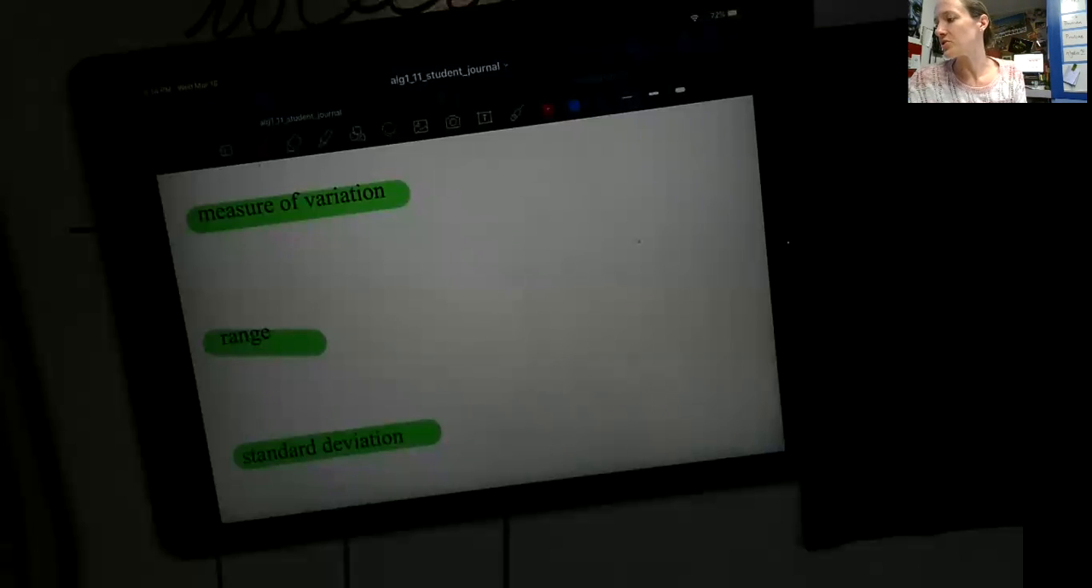So measure of center yesterday, once again, was the typical value, like the basic type of value. It was one single value, and maybe the mean, maybe the median, maybe the mode, maybe one of those was a good measure of that center. But measure of variation is instead the measure that describes the spread or the distribution.